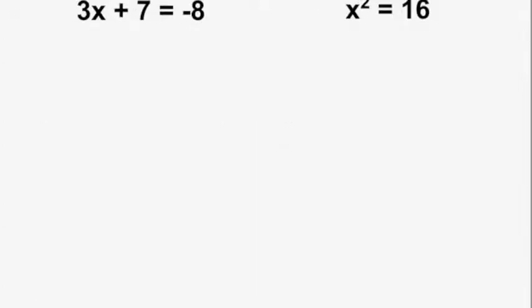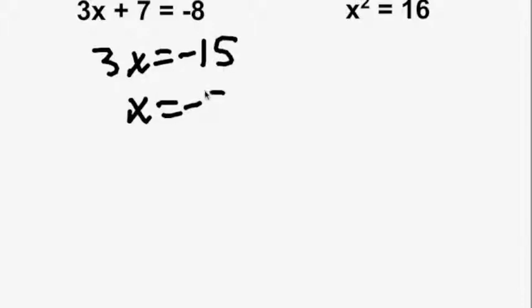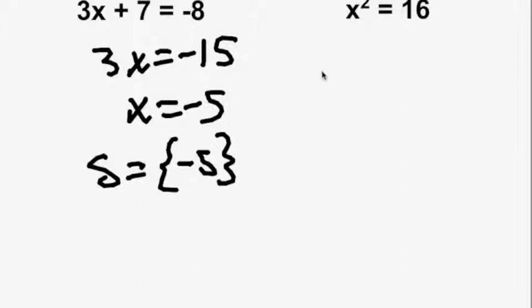So now let's look at these two problems. So 3x plus 7 equals negative 8. So in order to solve it, you want to subtract 7 from each side. So you get 3x equals negative 15. Divide by 3, so x equals negative 5, and your solution set is negative 5.